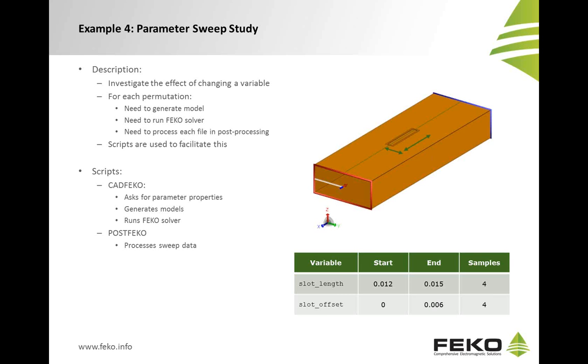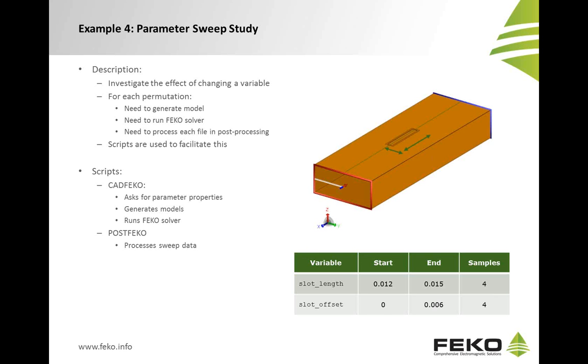So the model is a slotted waveguide antenna, and we're interested to see what the effect is of the slots' offset from the center line and the length of the slot on the simulation results. So in order to do this, we have to start with a base model that contains parameters or variables for each of these 2 properties that we would like to vary. And then we launch the script in CAD-FEKO that generates models for each permutation and runs the kernel. And finally in PostFEKO we've got another script that combines all of the results into a single result.